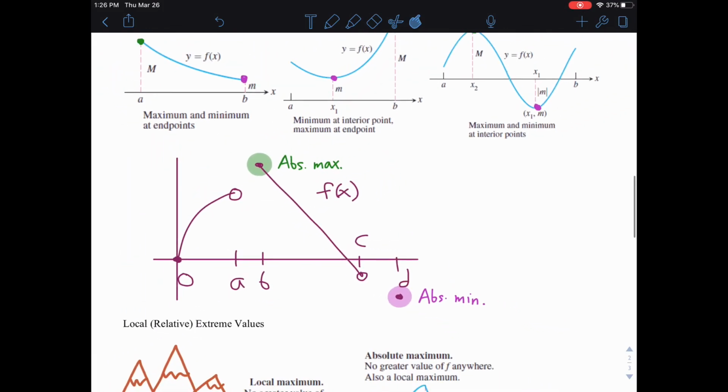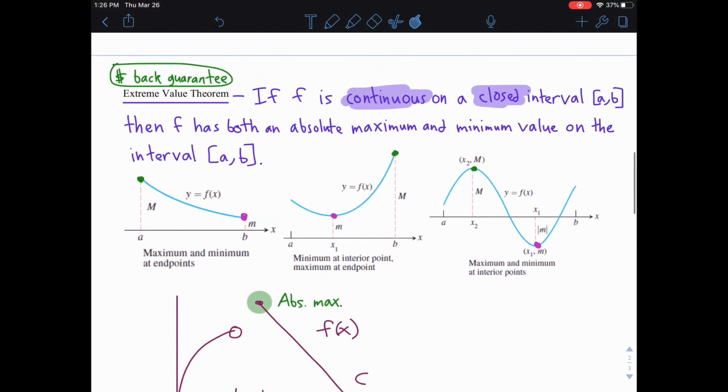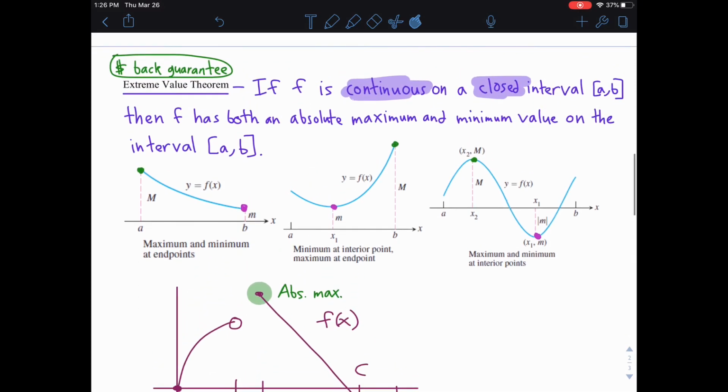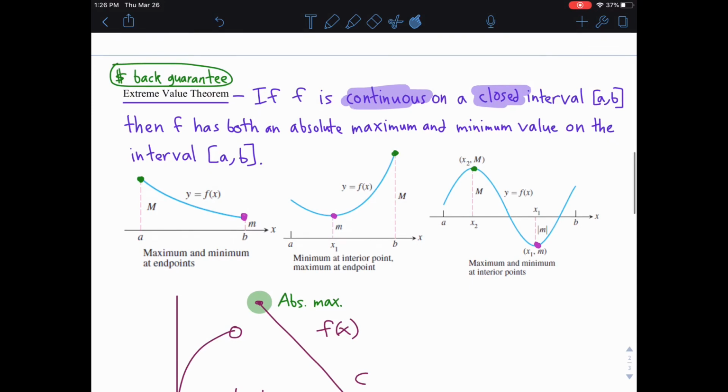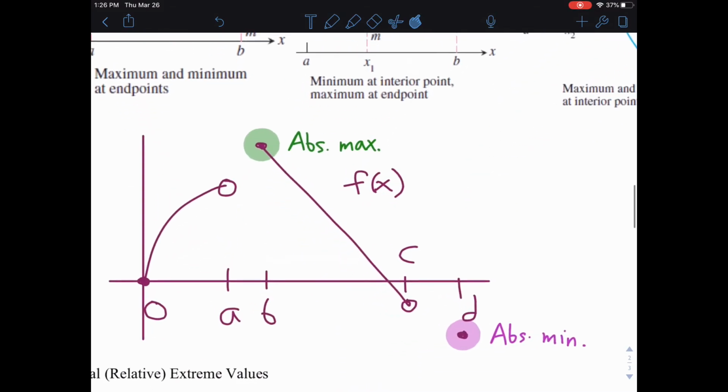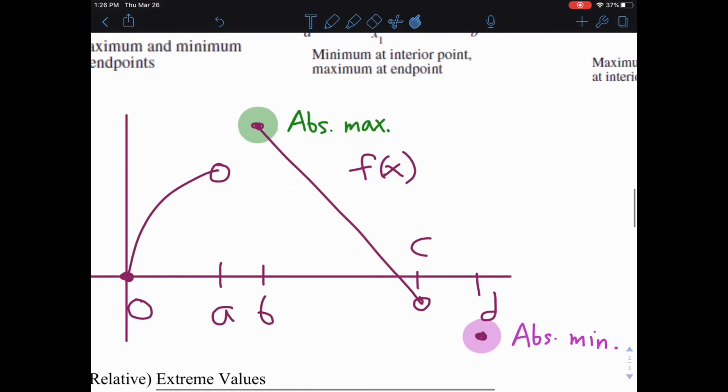Does it have an absolute max and min? Yes, it does. The extreme value theorem again, this is super critical. It's not saying the only way to have an absolute max and absolute min is to be continuous on a closed interval. It says if you have those things, then it guarantees you an absolute max or min. Your graph can look super weird like this one does, and you can still get an absolute max and an absolute min that way.